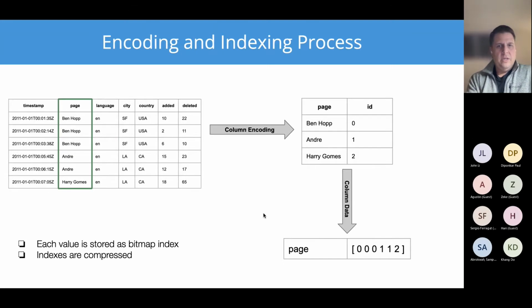Any questions here? No questions. Okay. So really, we're just column encoding the data and turning it into a number. Now each value is stored as a bitmap index, and I'll talk about that in the next slide. And then indexes are compressed. So we create a bitmap index for all of the data, and I'll show you why in just a second. But this is the OLAP, the column side of that Venn diagram.